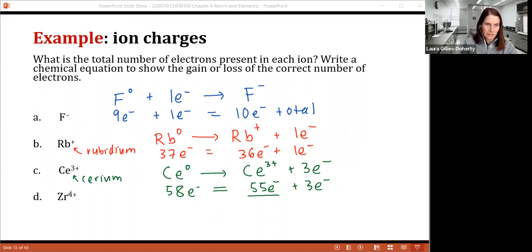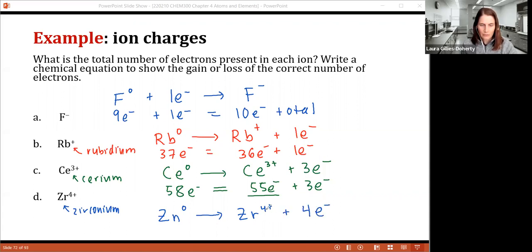And last one, we have Zr 4+. Zr is zirconium. So we start out with neutral zirconium. It's a metal, so it's going to tend to lose electrons. So it's going to turn into Zr 4+, plus it must lose 4 electrons to turn into that 4+ ion. Started out as neutral, loses 4 electrons, so we have those 4 electrons it lost over here.